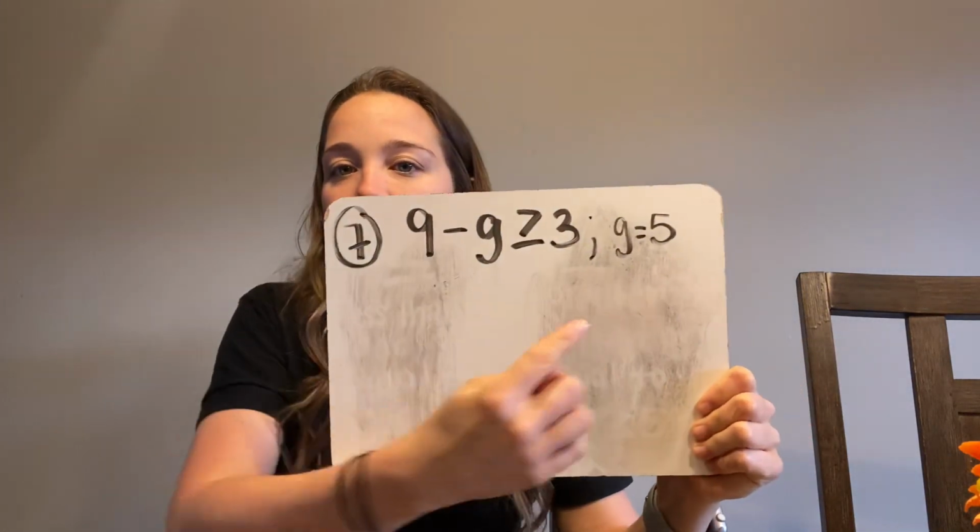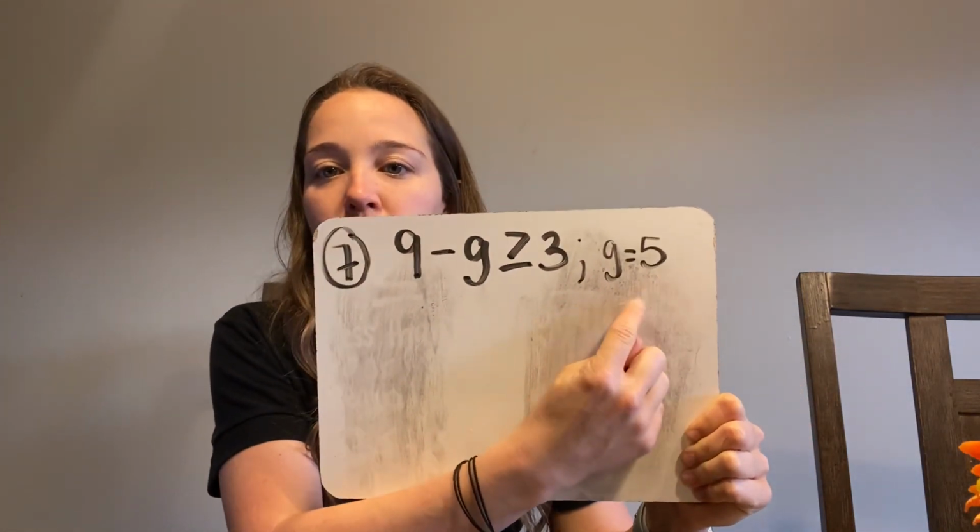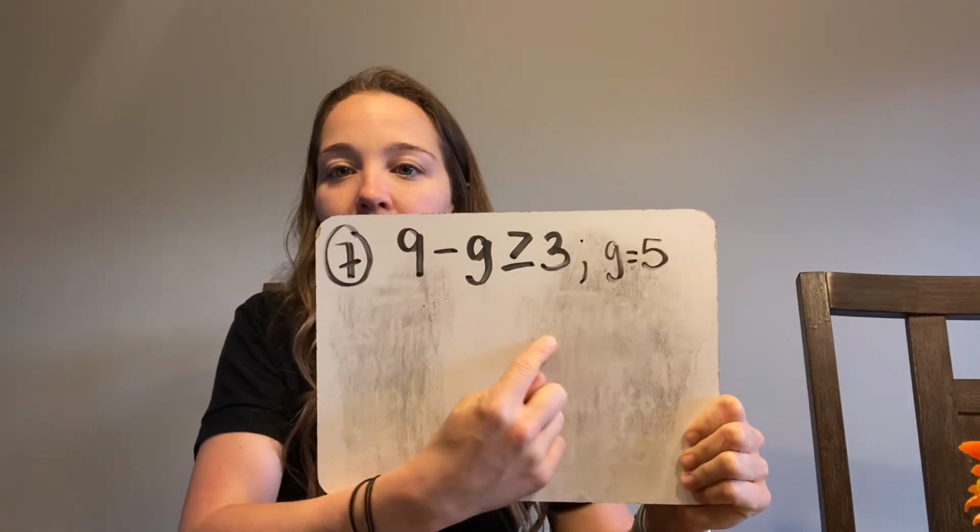And question 7. Question 7 today says 9 minus g greater than or equal to 3 for when g equals 5. This time, instead of giving you 3 options, we're literally just asking, is g equals 5 the solution to this inequality? So we're gonna try it out. We wanna know what's happening when g equals 5, so let's plug that 5 in for g and see what happens.